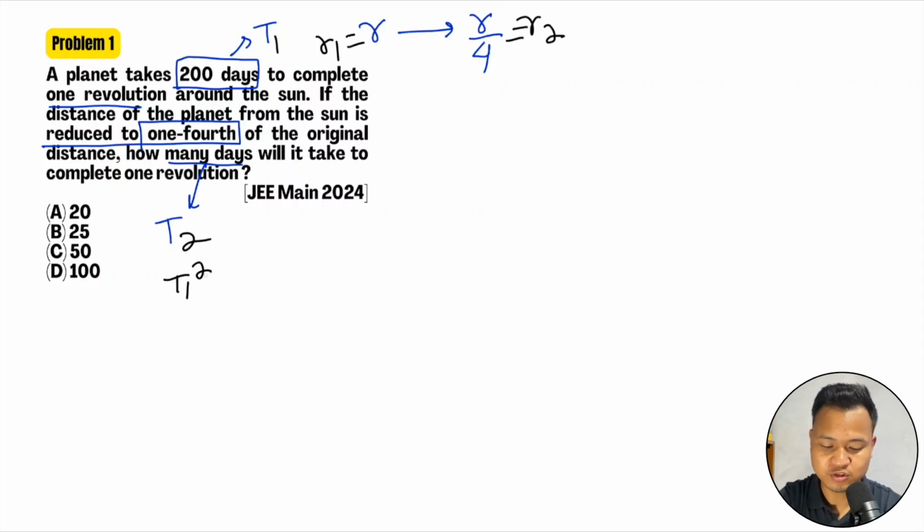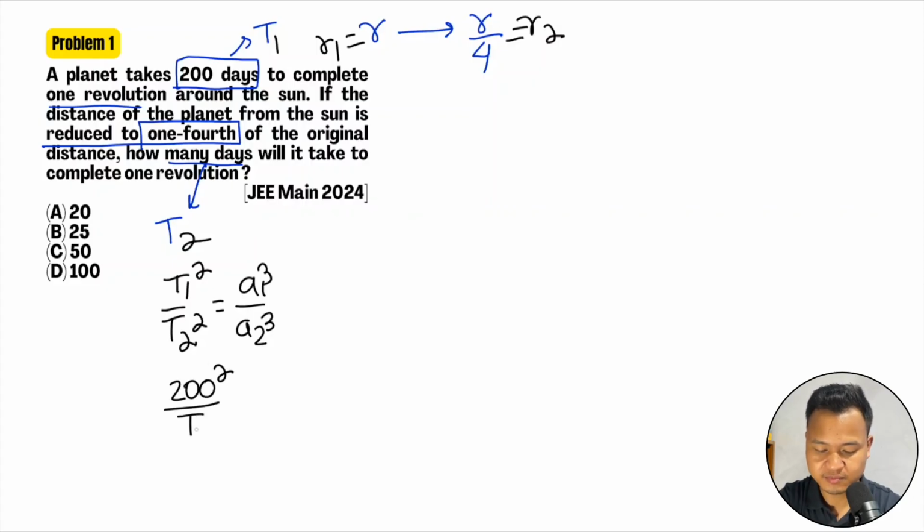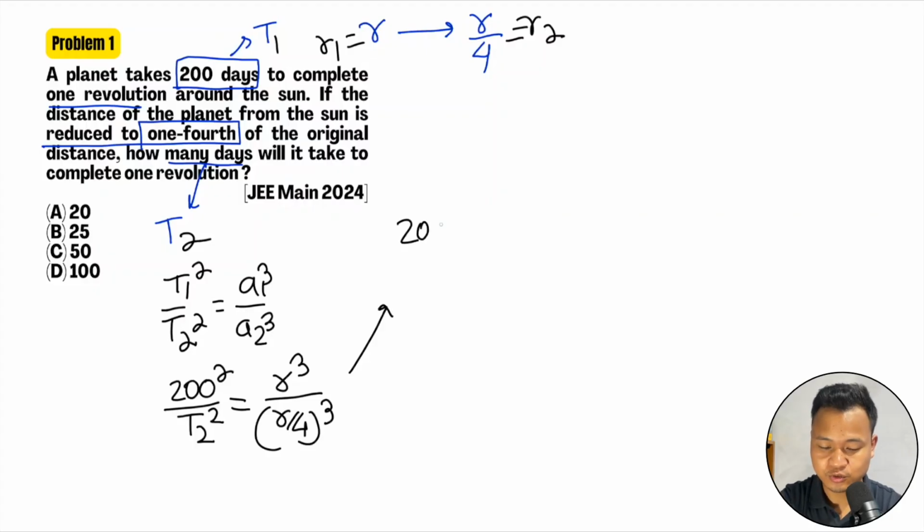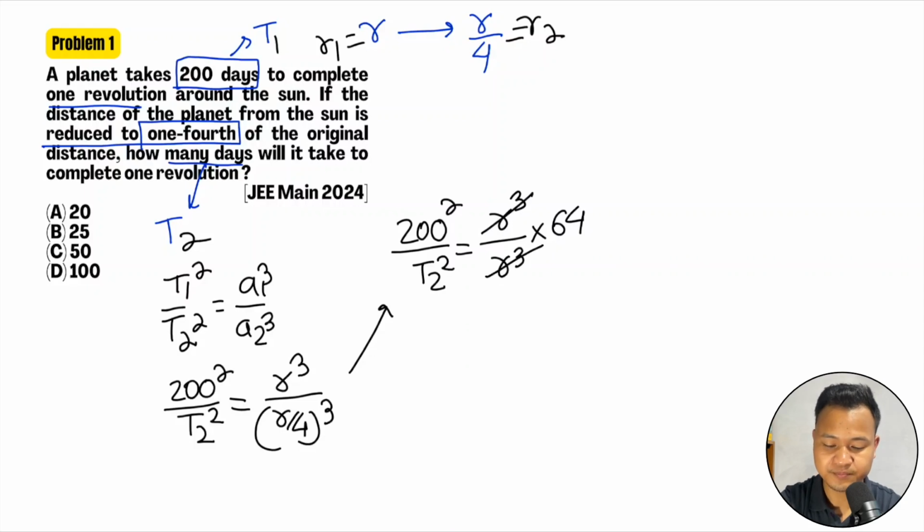So Kepler's third law: T1 square by T2 square is equal to R1 cube by R2 cube. So 200 square divided by T2 square should be equal to R cube divided by R by 4 the whole cube. So T2 square equals R cube divided by 64. So this cancels out.